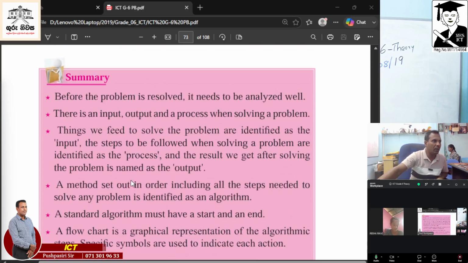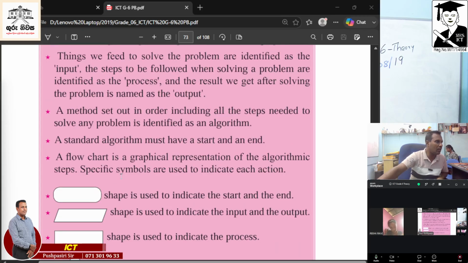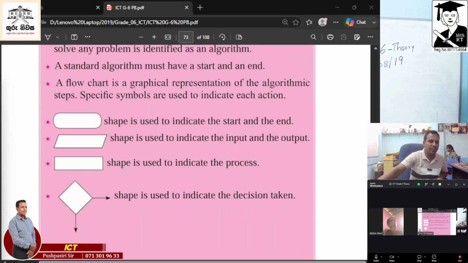Okay, is that clear? If you want to write down anything in that, you can write it down.